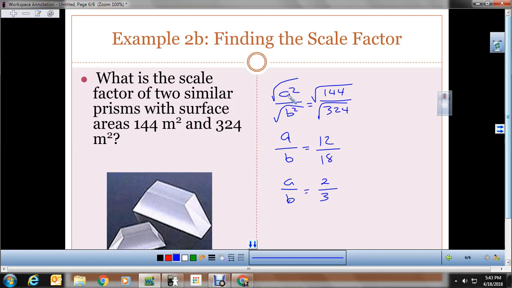We start out with our A squared over B squared equals 144 over 324. So because we're looking for A over B, we're going to take the square root of A squared over B squared and the square root of 144 over 324. Now, you could have simplified here first before you multiplied, or you can do the radical and then simplify your answer, which is what I did here. So A over B is equal to 2 over 3, and that is our scale factor.